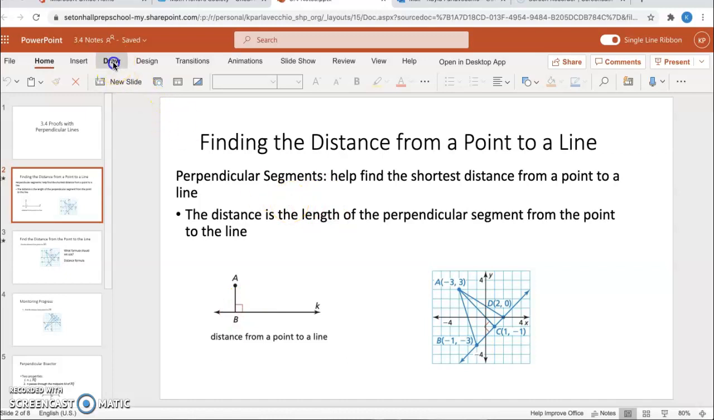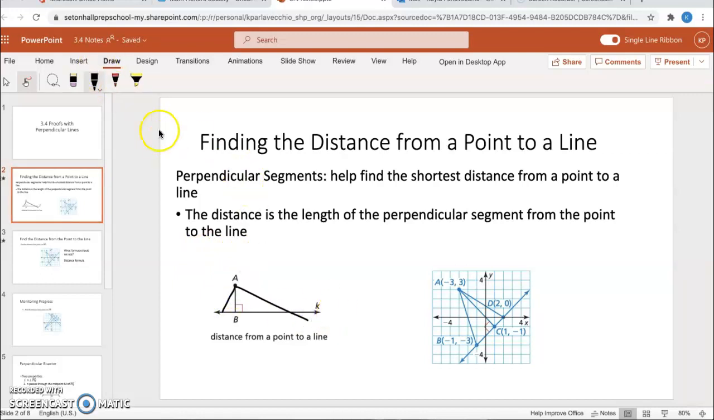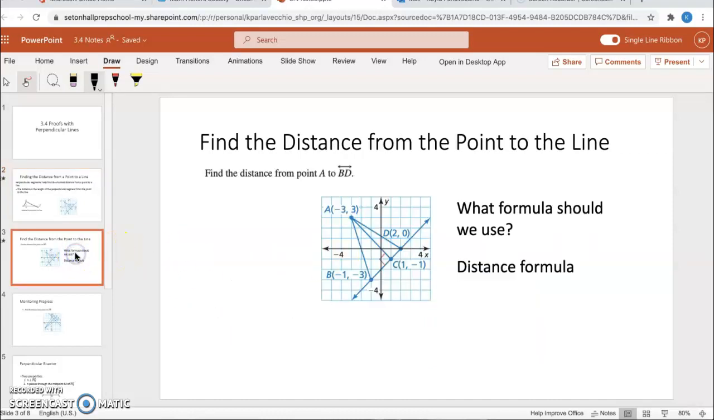If I was to draw other lines, let's say I drew a line going over here or over here. Oops, that one was a little too long. But they are longer than that perpendicular segment. You're going to need to remember the distance formula. So in this example here, I put it on this next slide, the same thing.